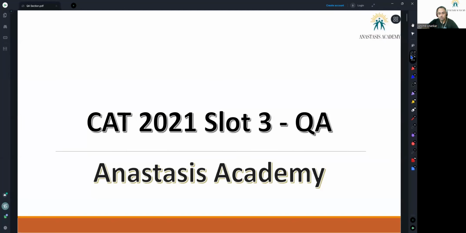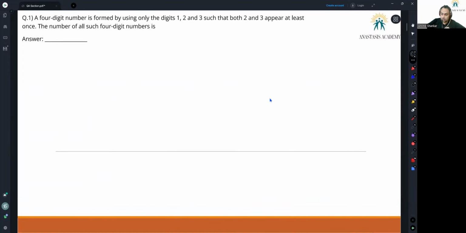Let's look at the solution of CAT 2021 slot 3 QA. A 4-digit number is formed by using only the digits 1, 2, 3 such that both 2 and 3 appear at least once. The number of all such 4-digit numbers is. Okay. So the cases that you would have to think of is all numbers possible.